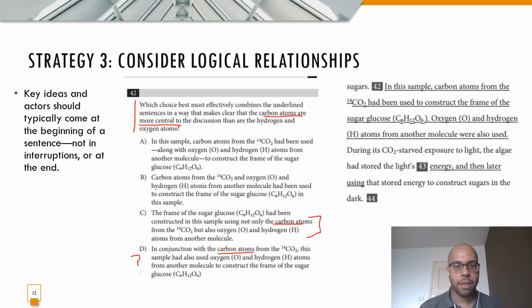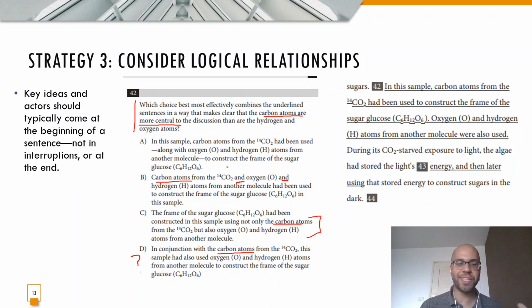All right, let's look at B. Well, now it's the first thing in the sentence. Carbon atoms from the CO2 and oxygen and hydrogen atoms from another molecule had been used to construct the frame of the sugar glucose in this sample. So the carbon's coming first, but setting things up with "and" kind of suggests that they're all equal parts. I wonder if there's a way to really show that the carbon atoms are the primary elements and these other parts are less important.